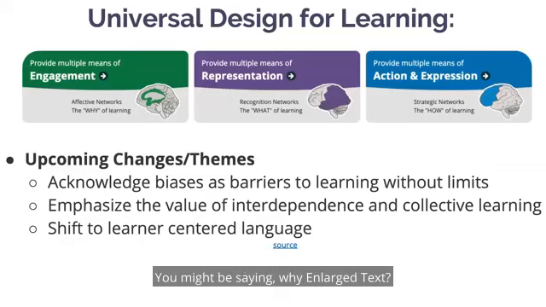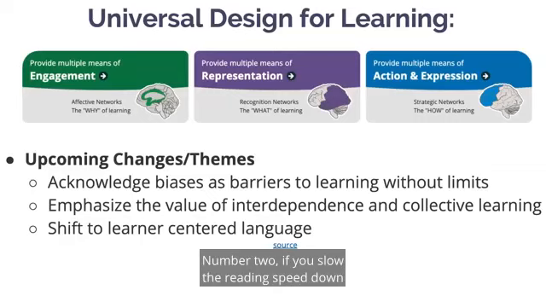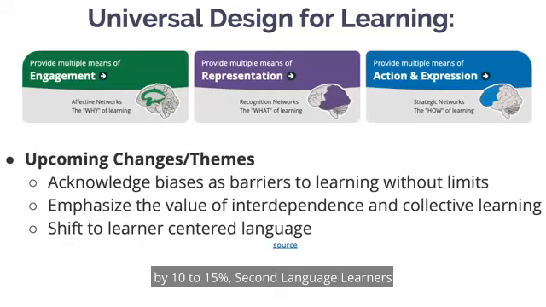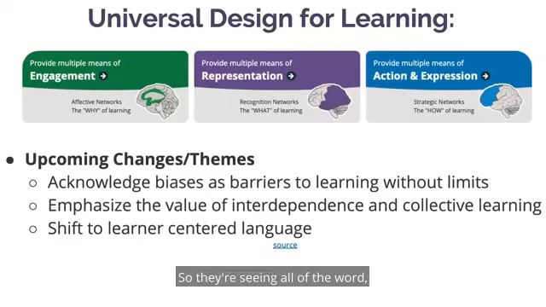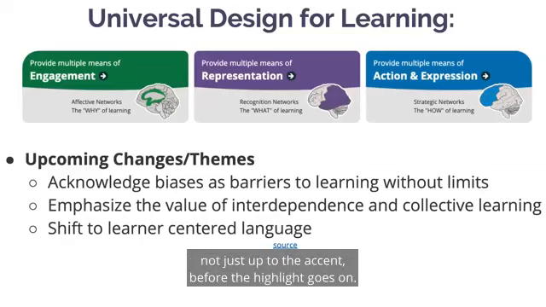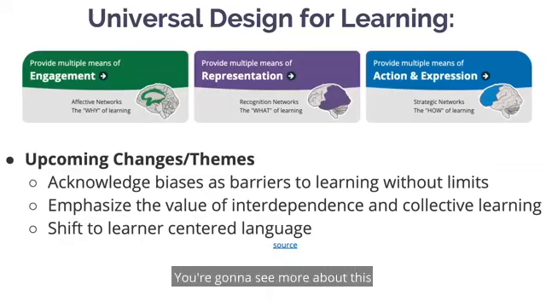You might be saying, why enlarged text? How is that reducing distraction? Well, one, it's very large at the bottom, so it draws your eyes to it. Number 2, if you slow the reading speed down by 10 to 15%, second language learners can then grasp the words better because they're looking for an accent typically toward the end of the word, where in U.S. English, the accent is toward the beginning of the word. So they're seeing all of the word, not just up to the accent, before the highlight goes on. So it's really drawing them into that material. You're going to see more about this as we go to our demo shortly.